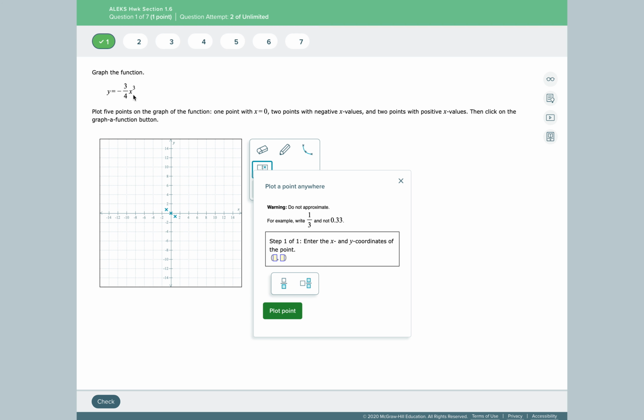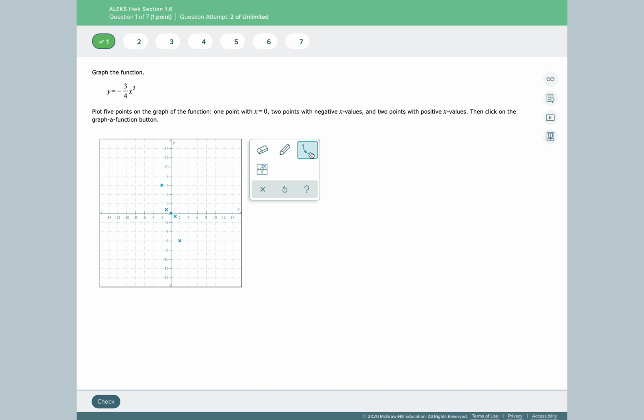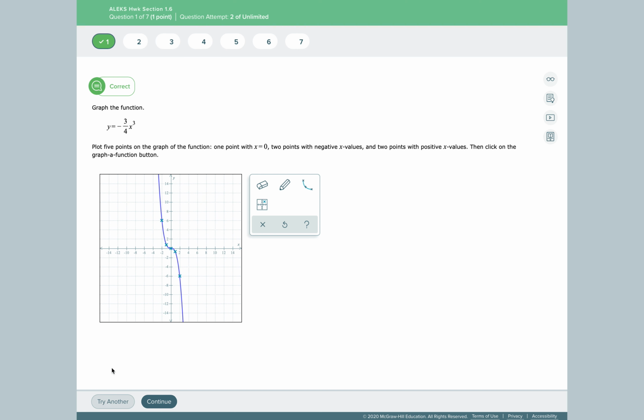Let's say that if x is 2, 2 cubed is 8, 8 times -3/4 makes -6. And if I do it the other way, with x at -2, -2 cubed is -8, times -3/4, negative times negative is a positive, and we have 24/4, which reduces to +6. So you have -2, 6. Plotting the point, connecting and checking, the result is correct.